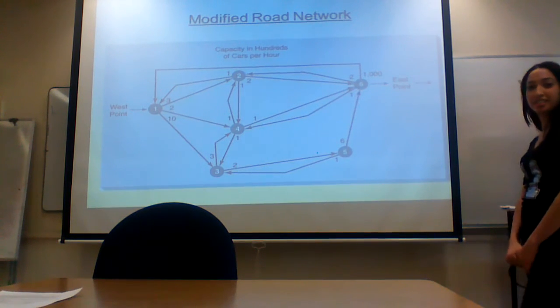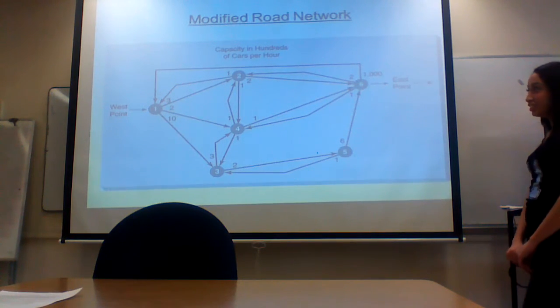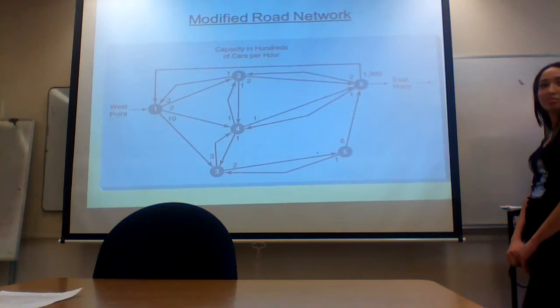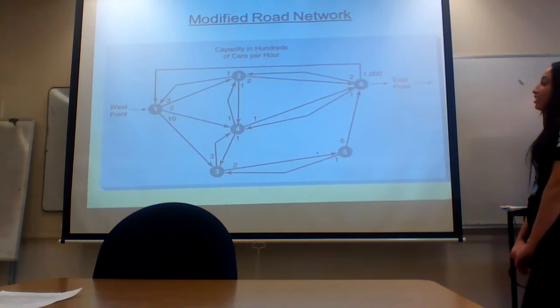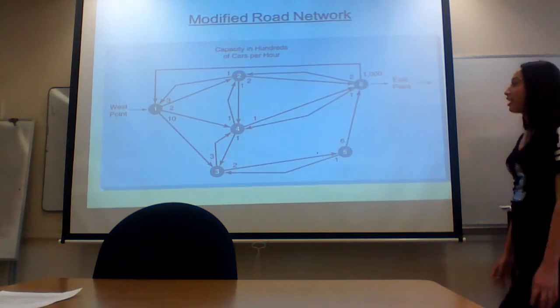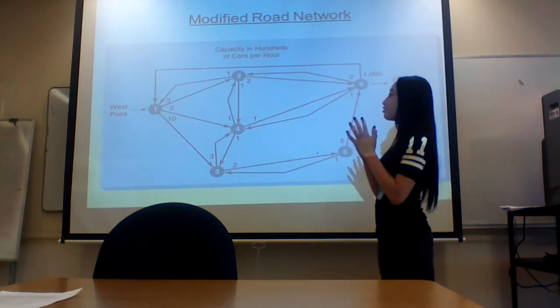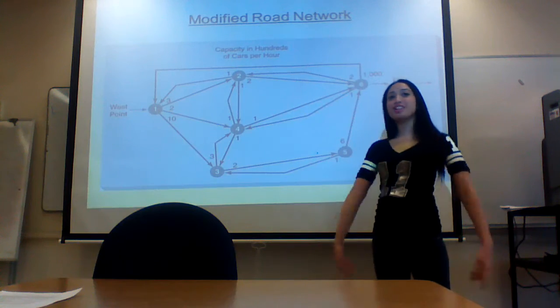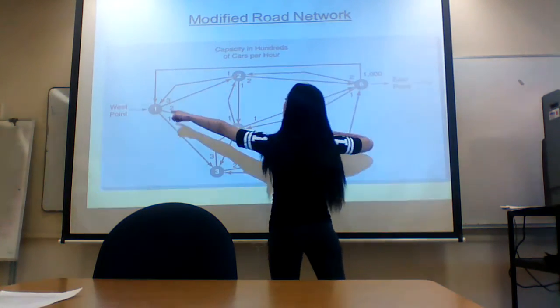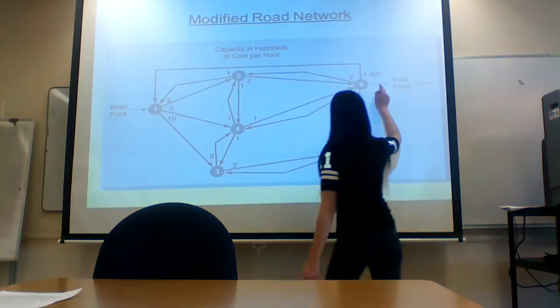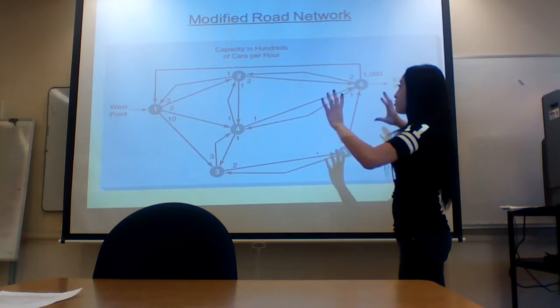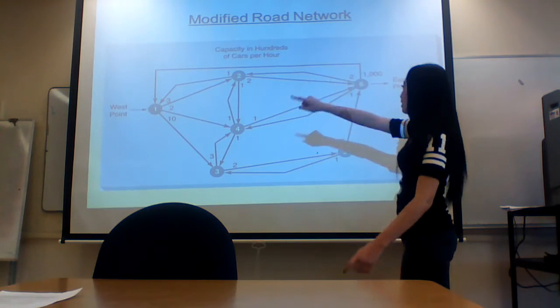What I want you to be able to do is read a problem that is given and explain what the problem is in your own words. Go ahead. Okay, so the problem here is trying to figure out the maximum number of cars that can flow from the west point to the east point. So that's from 1 to 6. What's the maximum number of cars that can flow from there to there?